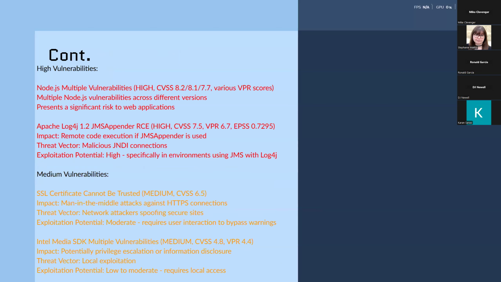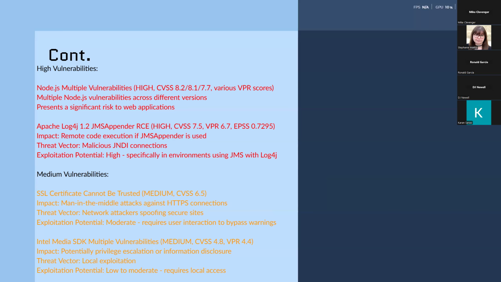And to continue going over the notable highs, Node.js with a high score of 8.2. This just indicates that there are multiple vulnerabilities across different versions of Node.js, and this presents a significant risk to web applications. We got Apache Log4j JMS appender with a CVSS of 7.5. The impact is remote code execution if JMS appender is used. Malicious JNDI connections would be the threat vector, and then exploitation potential is high, specifically in environments using JMS with Log4j.